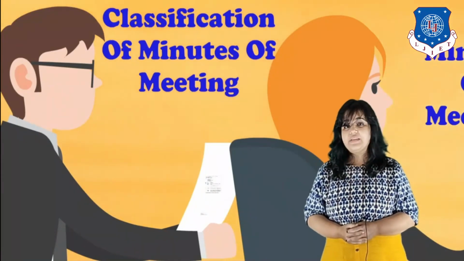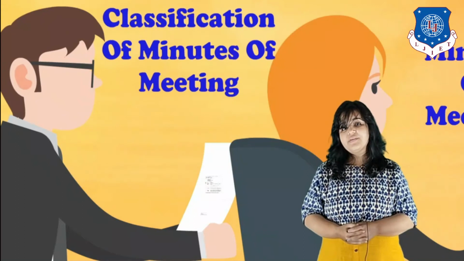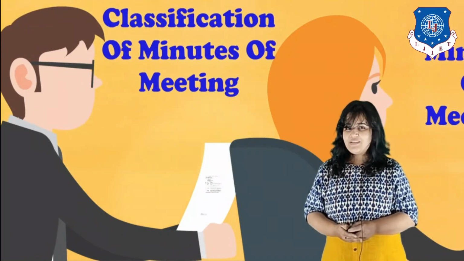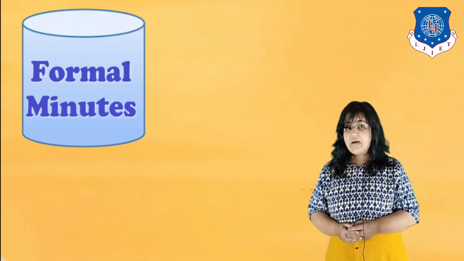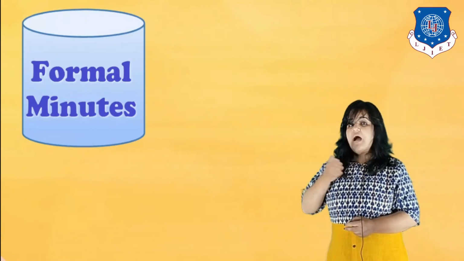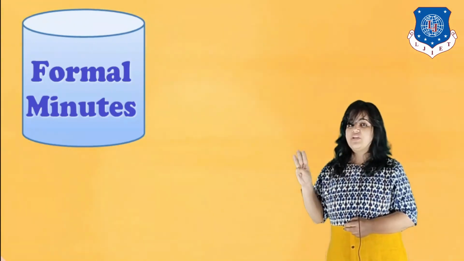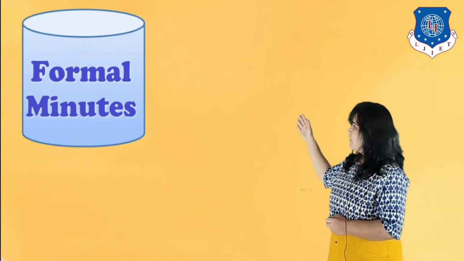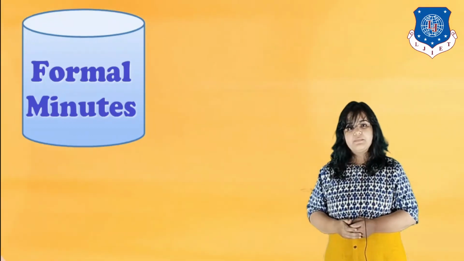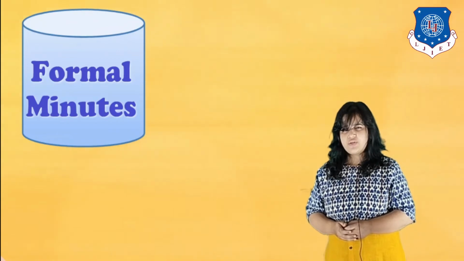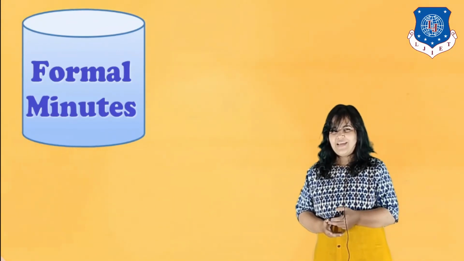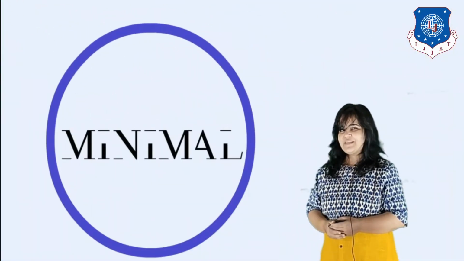Let us try and understand how minutes of meeting are classified. As I told you, minutes of meeting can be written in different formats. Particularly, there are two formats: formal minutes of meeting and informal minutes of meeting. But both of them are further divided into three types. First, we would discuss formal minutes of meeting. As the name suggests, it is more formal, more structured and more strict.